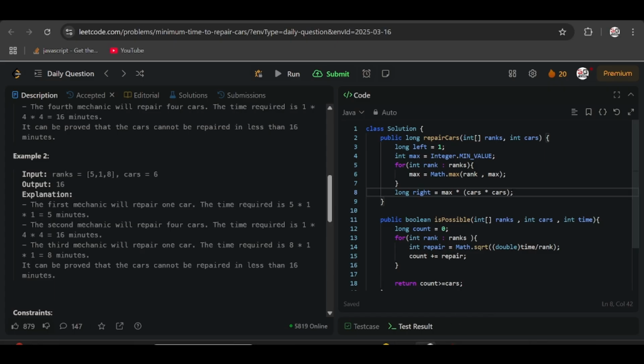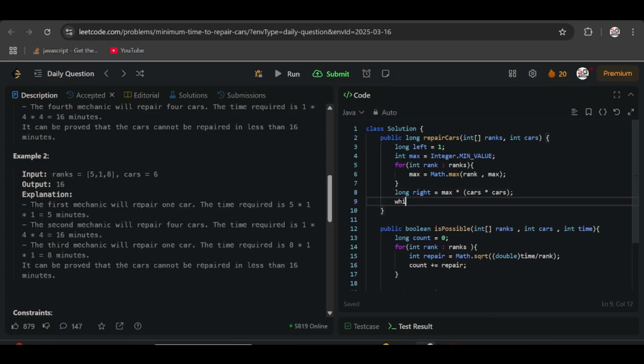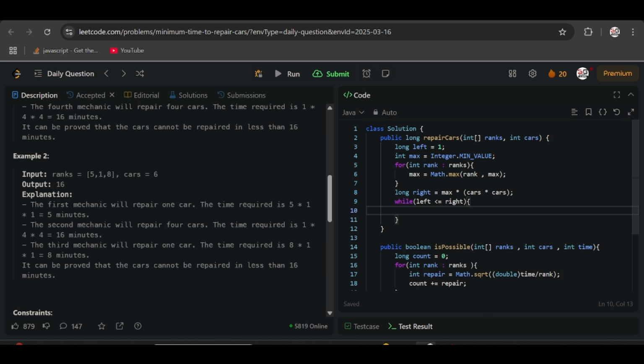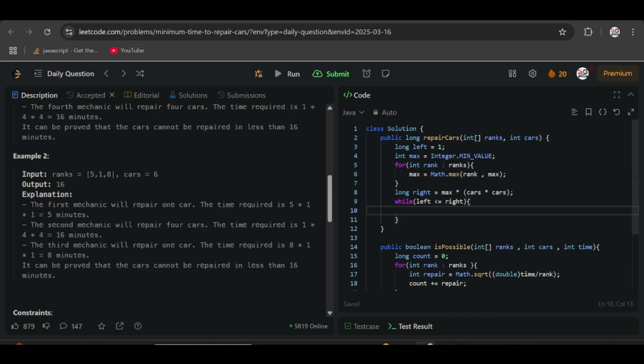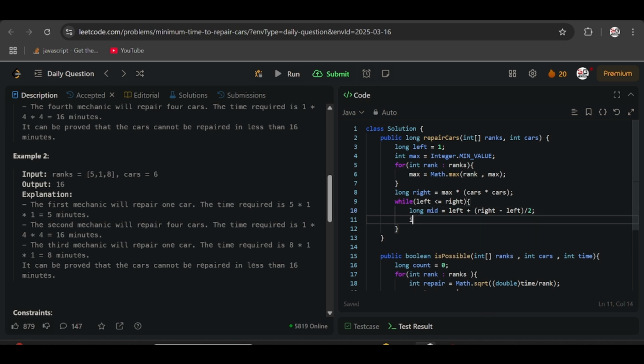Okay. Now I have my left, I have my right. So now I will make a loop. As long as my left is less than or equal to my right, it will keep on looping. And when my left is greater than right, I will break out. Next I need to have a mid. What was mid? It was left plus right minus left divided by 2.